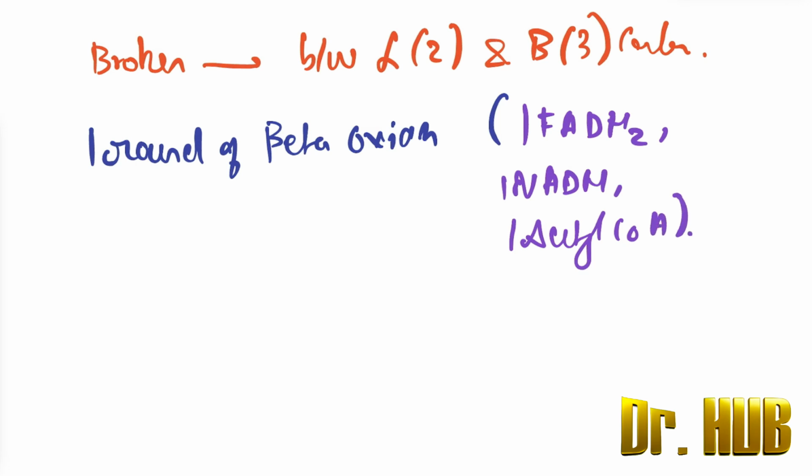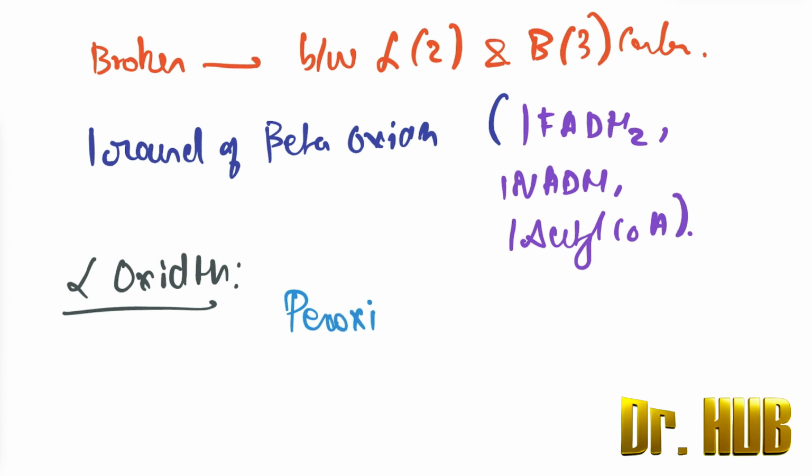Next we move on to the alpha oxidation. In terms of alpha oxidation, there is the presence of the peroxisome. So the alpha oxidation takes place in the peroxisomes.